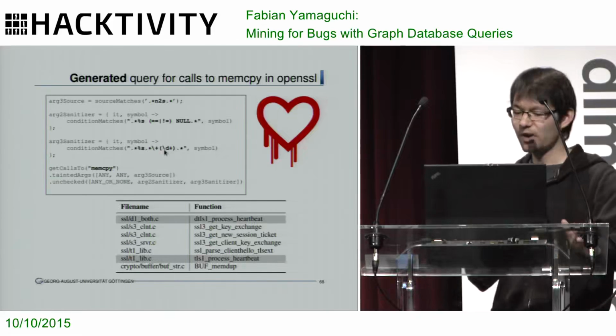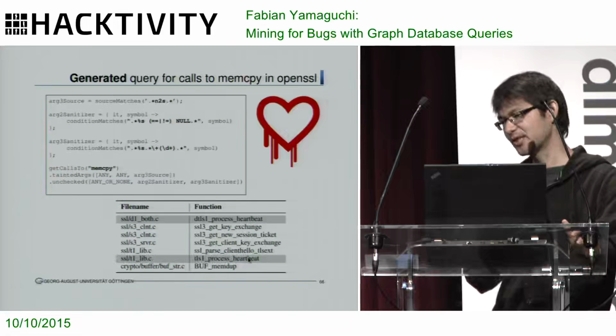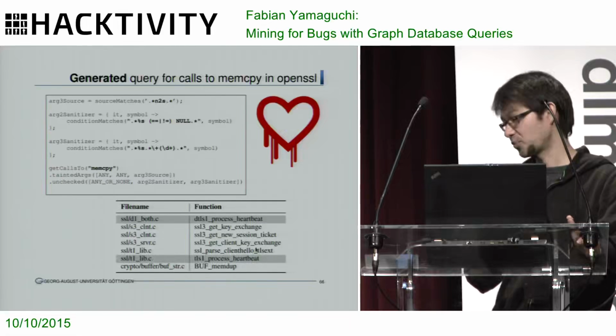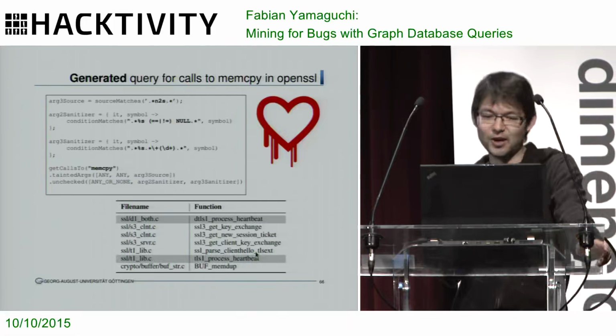And the nice thing is, if you run this, it doesn't just find the one instance of the Heartbleed bug, but also the other, right? So there are two instances of this bug. And these are false positives. So yeah, the system has false positives, definitely.